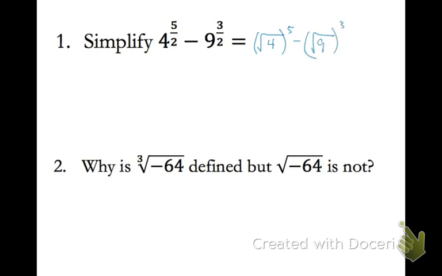Now let's just do the math. The square root of 4 is 2, so we have 2 to the 5th power minus 3 to the 3rd. Well, 2 to the 5th power is 32, and 3 to the 3rd power is 27. So the answer here is simply 5.